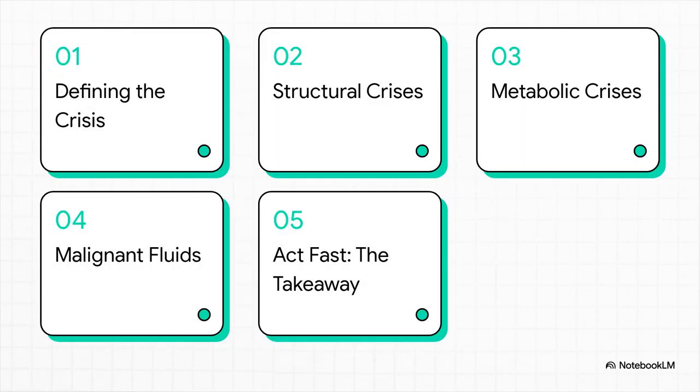Okay, here's how we're going to break this down. First, we'll really define the crisis and its pathways. Then, we'll get into the big categories: structural crises, then metabolic and treatment-related crises, and then how to handle malignant fluids. And we'll wrap it all up with the one big takeaway you absolutely need to remember.